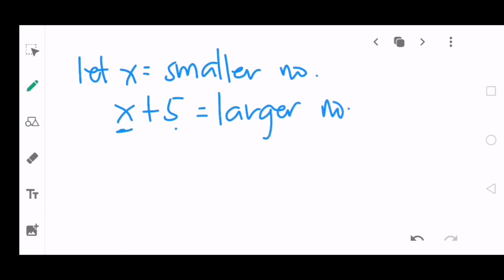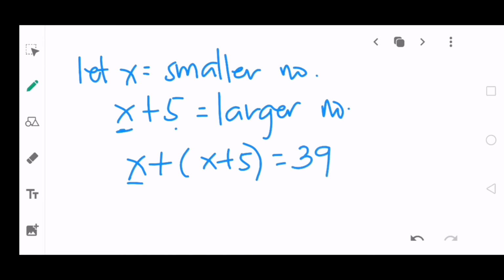After formulating or representing our known, what we will do next is to formulate our equation. It says there that if we get the sum of the two numbers, the smaller and the larger, this is the smaller plus the larger, which is x plus 5, that will give us 39.